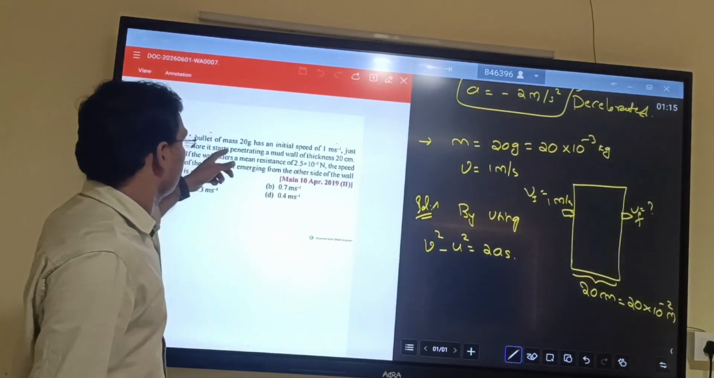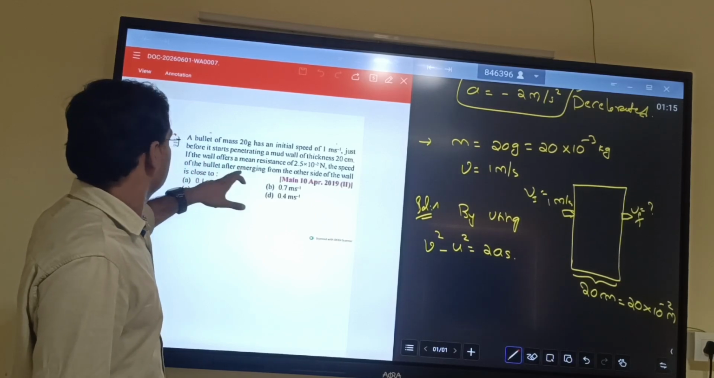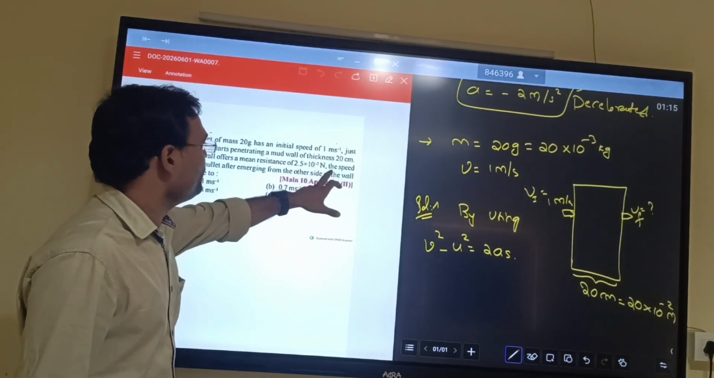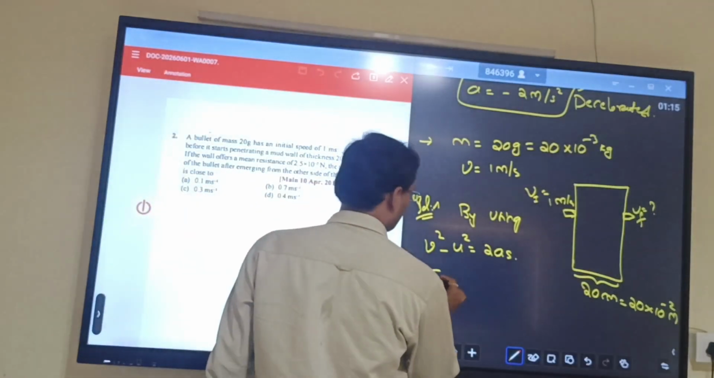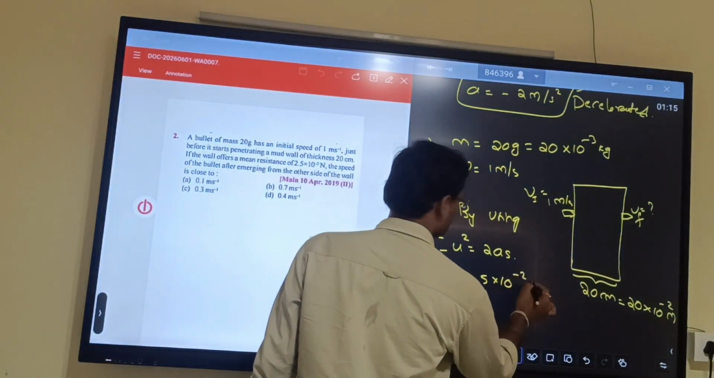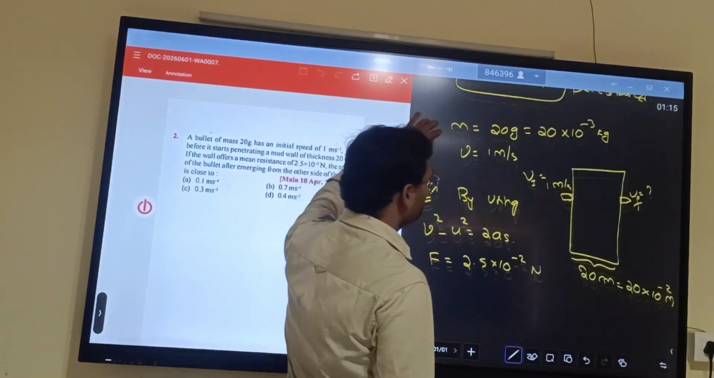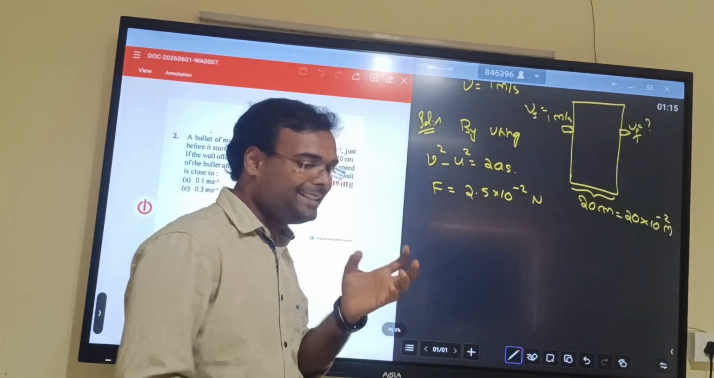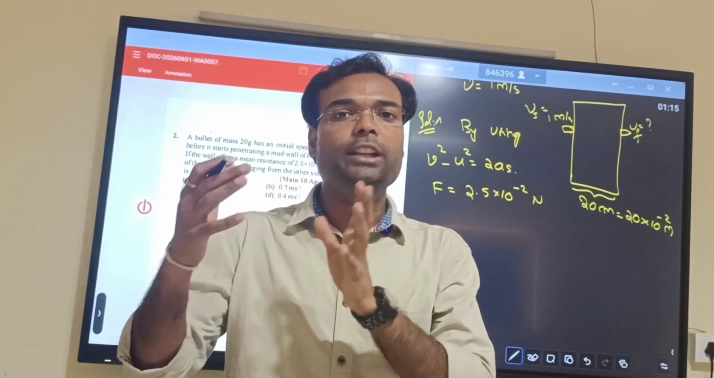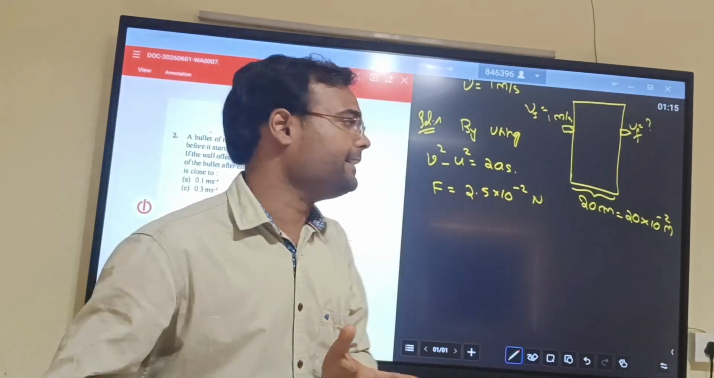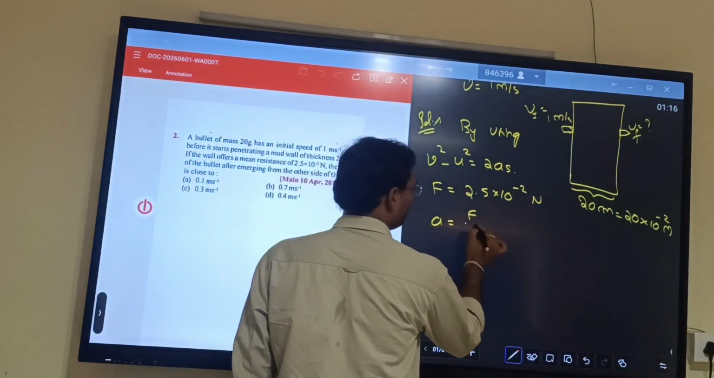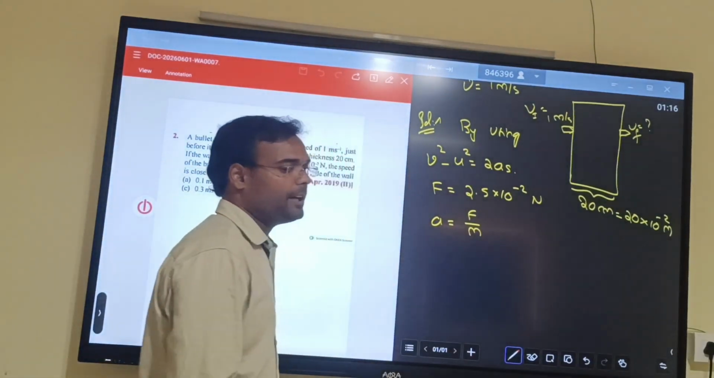And they mentioned here, if the wall offers a mean resistance of 2.5 into 10 to the power of minus 2 newtons. And you have to understand one most important point here, that is resistance. This resistance means the bullet will get decelerated. So the deceleration is equal to F by m. Force is equal to mass into acceleration.